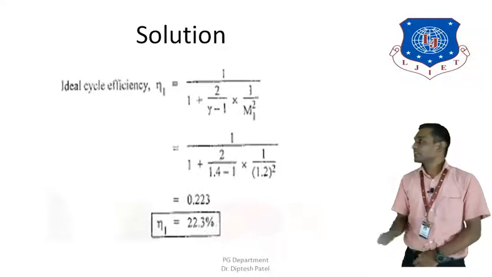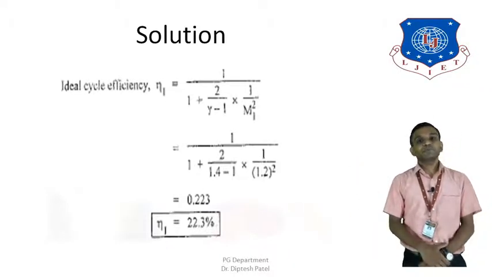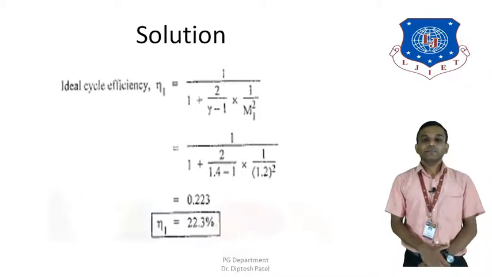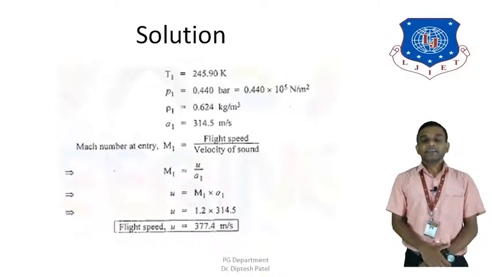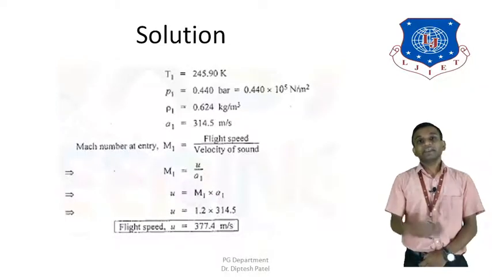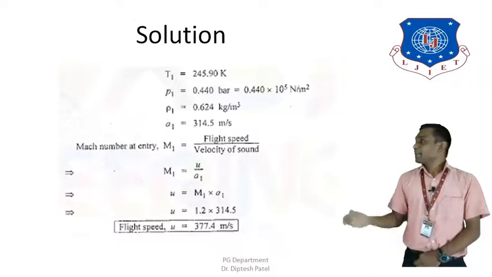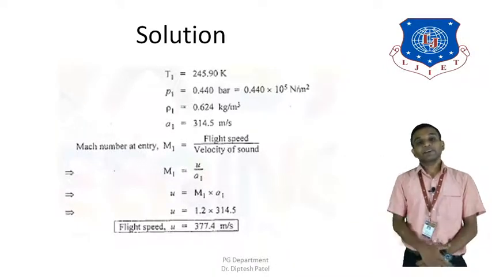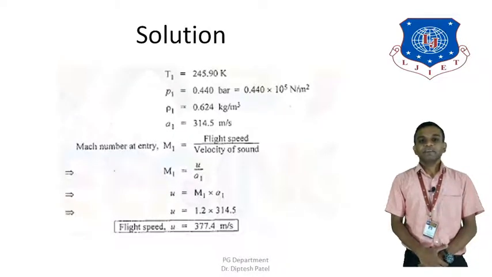So after going through the calculations, I could get 0.223, and therefore that would be 22.3%. So that is the ideal efficiency, our first finding. Now let's move forward. From the gas table at elevation Z, that is 6500, on the basis of that I could get the temperature and pressure, and density of air at the inlet. So here from the gas table I could get T1 is equal to 245.90 Kelvin.